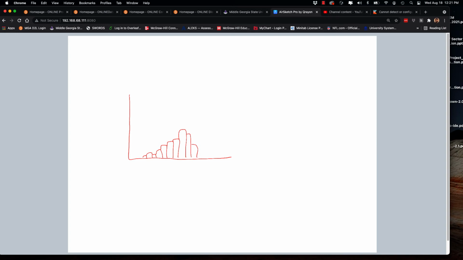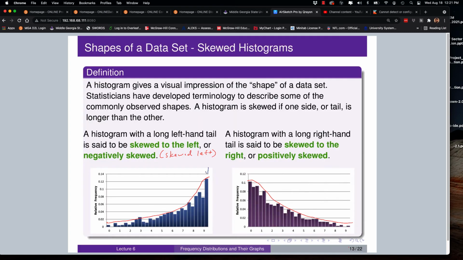Say if this was your histogram, notice that while my highest bar is not all the way to the far right of this graph, I still have this shape going on that looks like this. And there's a longer tail of this histogram on the left, so this is still left skewed. So left skewed doesn't have to be exactly like the one we saw, and vice versa with the right skewed. In other words, the high part doesn't necessarily have to be at the ends to consider these skewed left or skewed right.